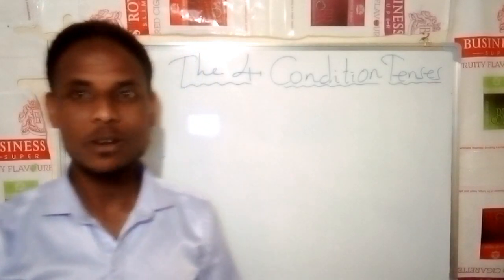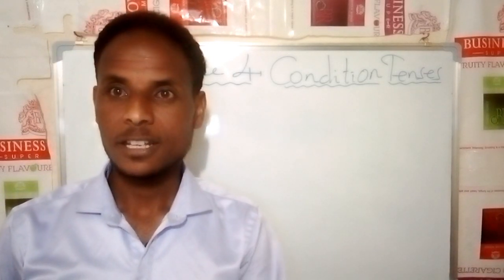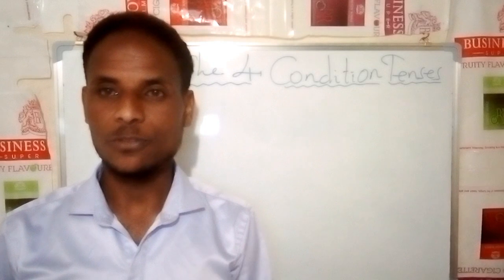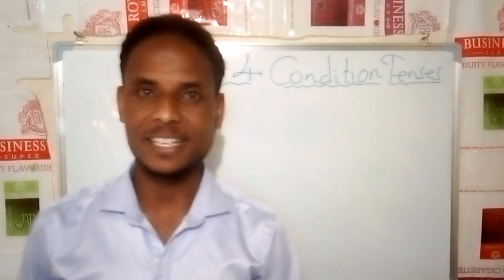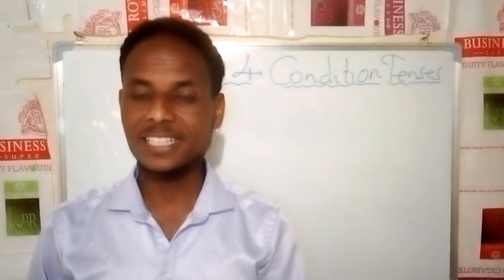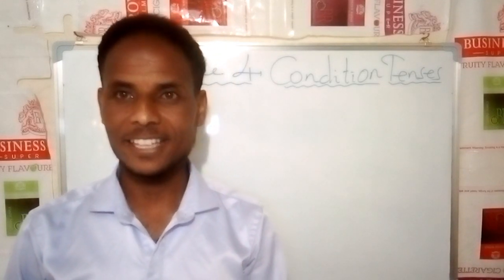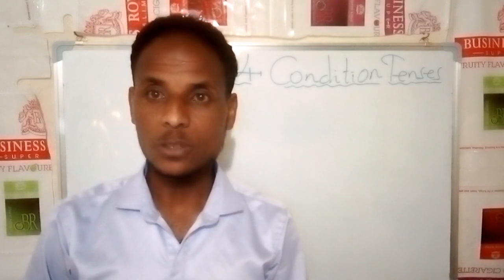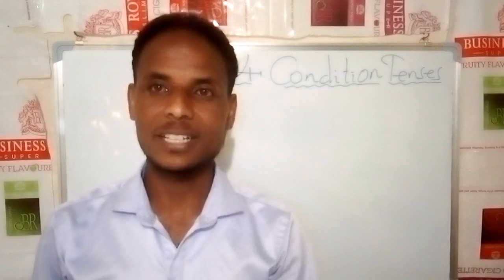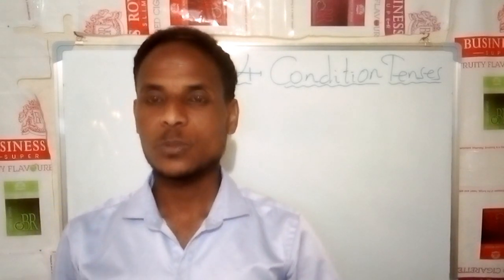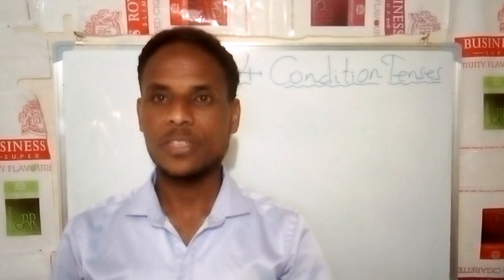Today we're going to learn about the four conditional tenses. If you watch the video to the end, you will be perfect at the four conditional tenses. There are four types of conditional tense: the zero conditional tense, the probable or likely conditional tense, the improbable or unlikely conditional tense, and the impossible conditional tense. So we're going to practice all four of those conditional tenses with examples.